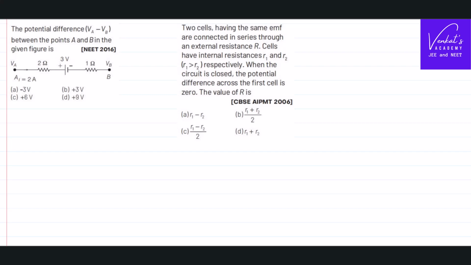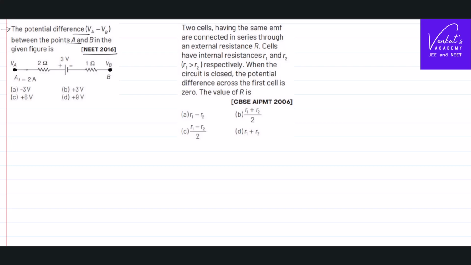We are solving two problems in current electricity. First, a NEET 2016 problem based on Kirchhoff's voltage law. The potential difference between VA and VB is asked to find out. So it's a part of a closed circuit.